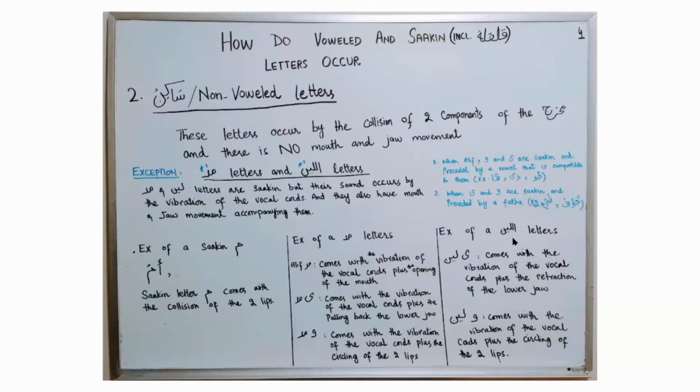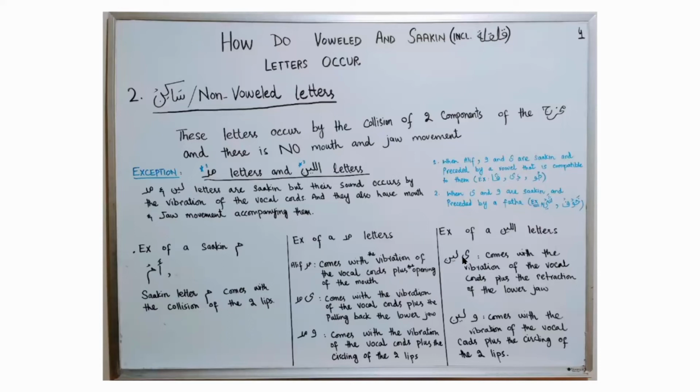In case of mud letters or leen letters, although they are sakin, they don't come with the collision. They come with the vibration of the vocal cords along with the mouth and jaw movement. In case of alif mad, there is vibration of the vocal cord plus the opening of the mouth. So we will say a. In case of letter ya mad, we say e. It comes with the vibration of the vocal cord plus the retraction of the lower jaw. In case of waw mad, oo. It comes with the vibration of the vocal cord plus the circling of the two lips.